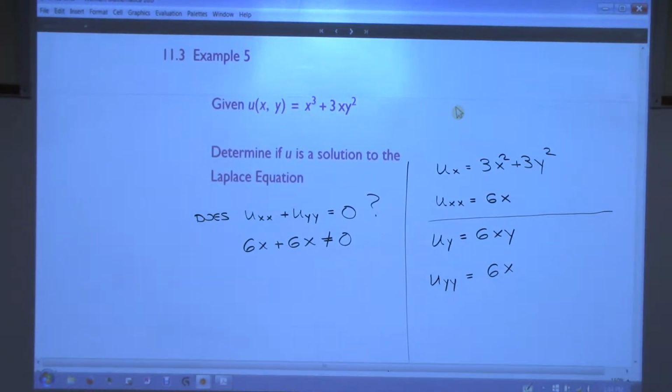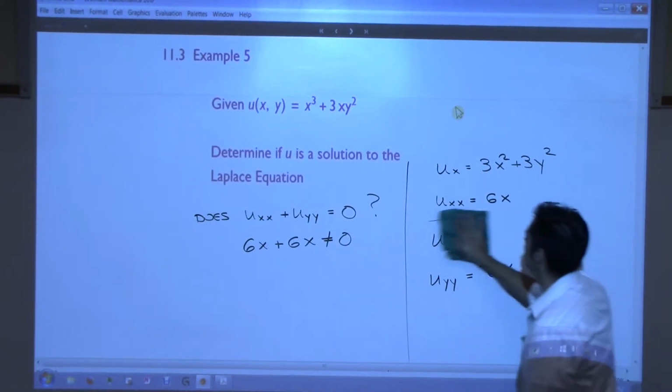So what do all the solutions to Laplace equations look like? No? I'm not going to put you on the spot. No. They all have the same look to them, no? Okay, we won't.